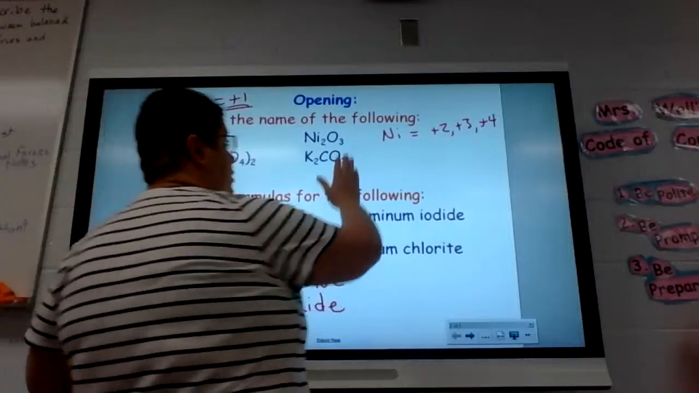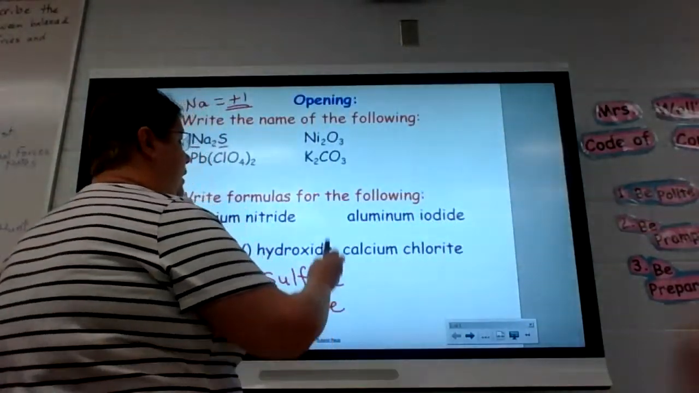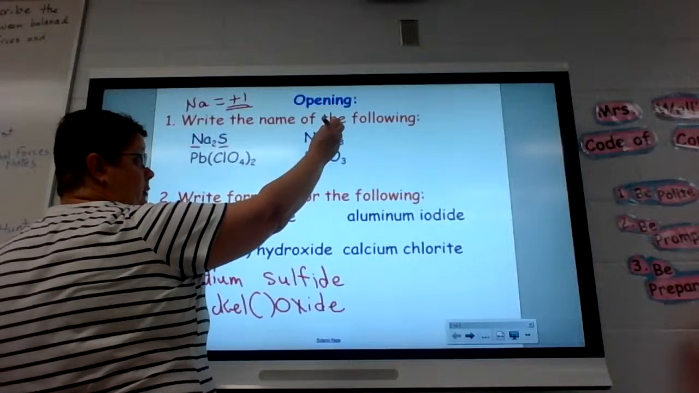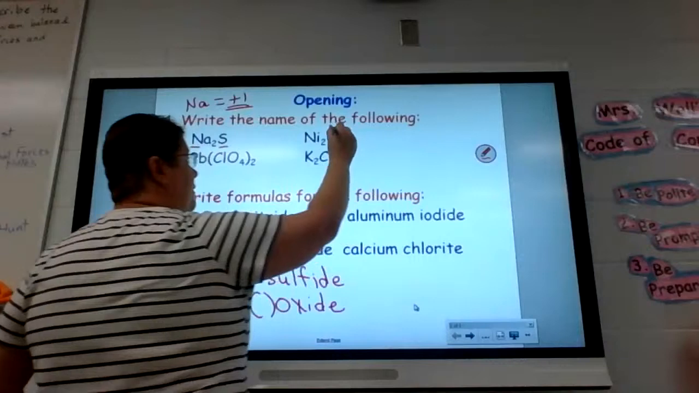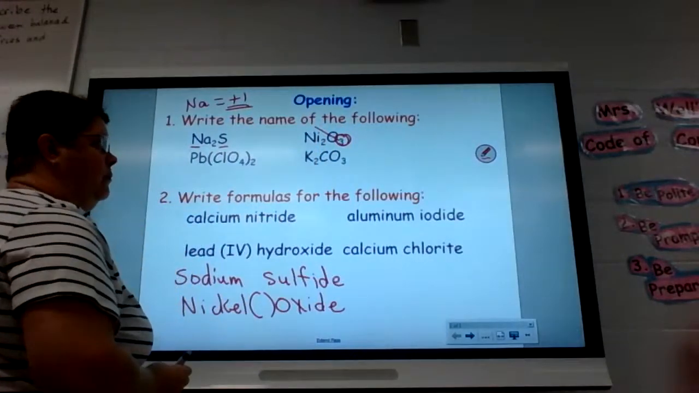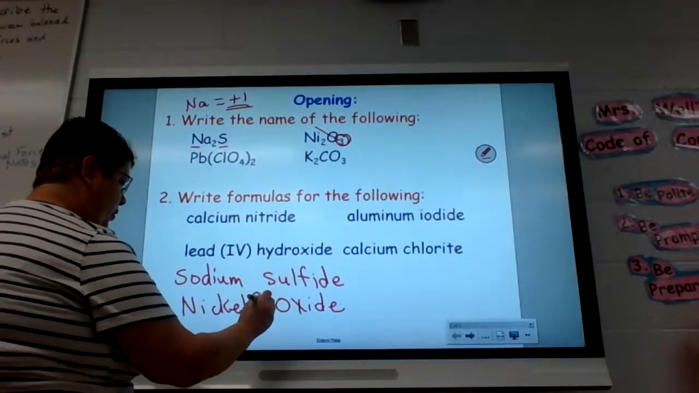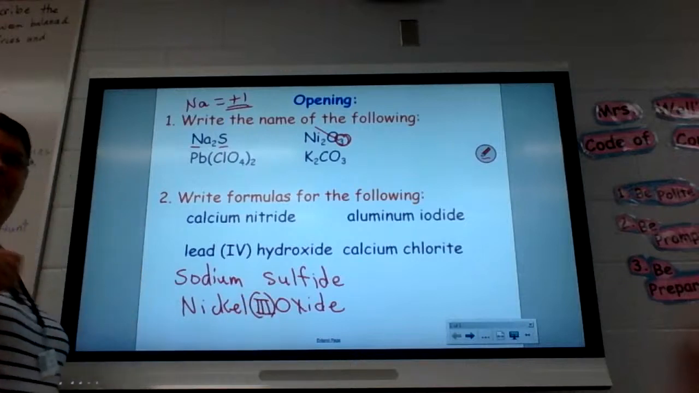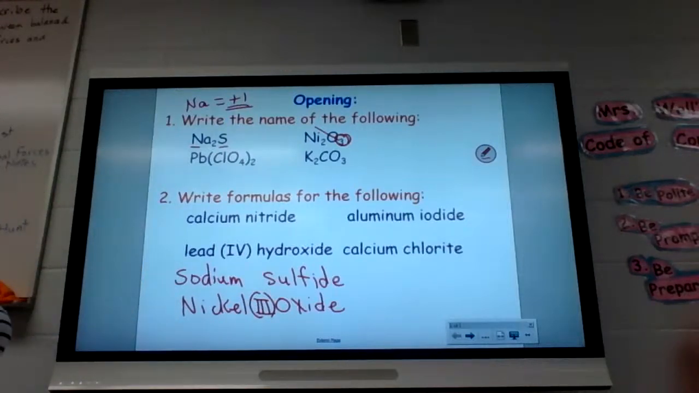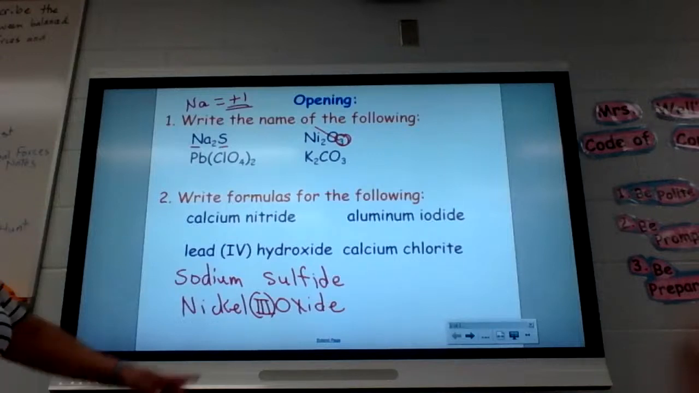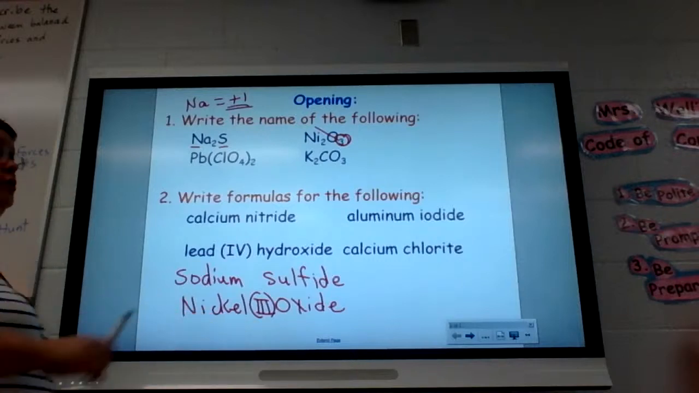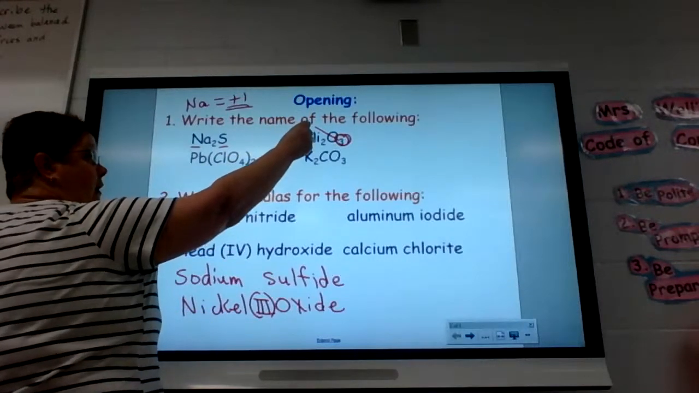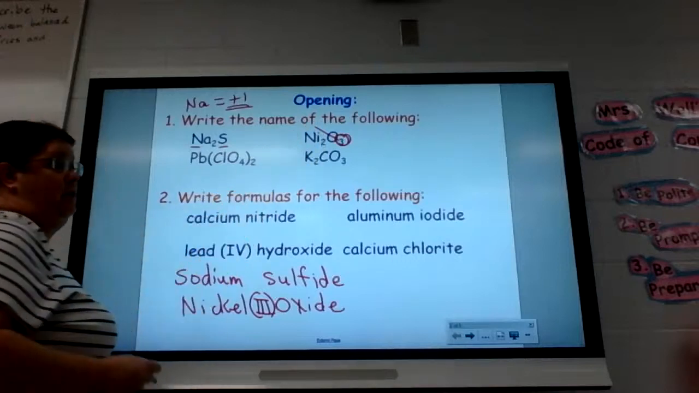Now, we don't use any of those. We look at the formula. What number right here came from the nickel? That's the number you write right there. Okay? The numbers on the sheet just tell you you need an oxidation number or a Roman number right there. Doesn't tell you what number. You have to look at the formula to find out what the number is.